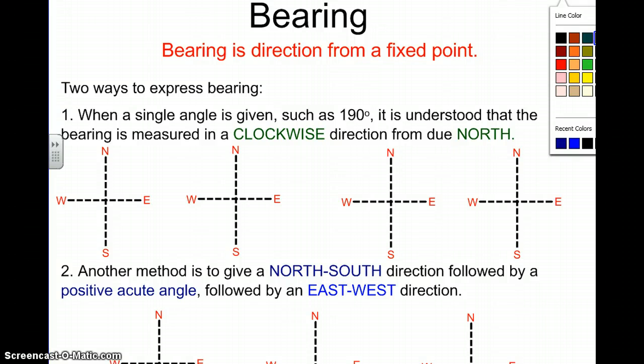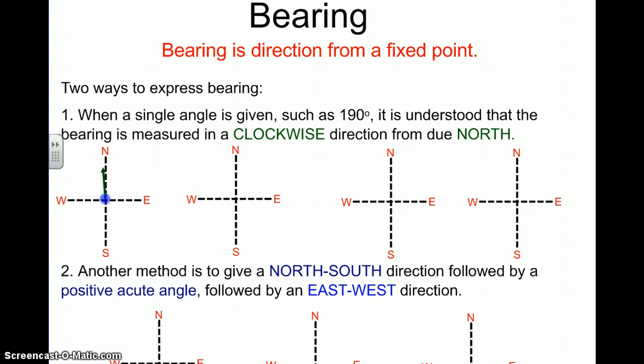All right, we have to start talking about bearing, and bearing is the direction from a fixed point, and we have two ways that we can express bearing. If we give you a single angle, such as 190 degrees, we start north and we move in a clockwise direction. So 190 degrees, our first ray would go north, and 190 degrees means we have to pass through two quadrants. So we have a bearing of 190 degrees.